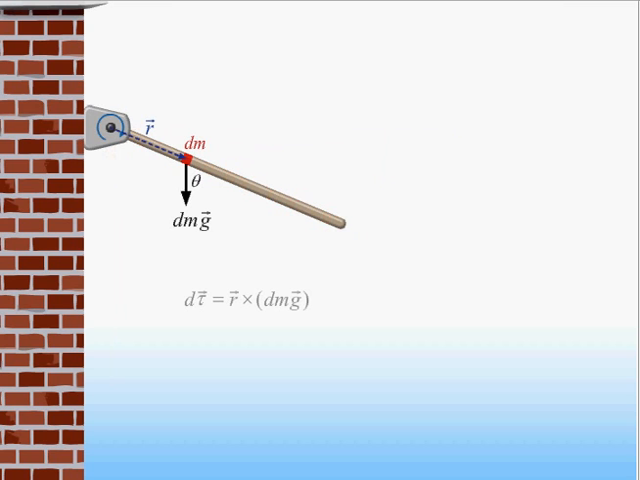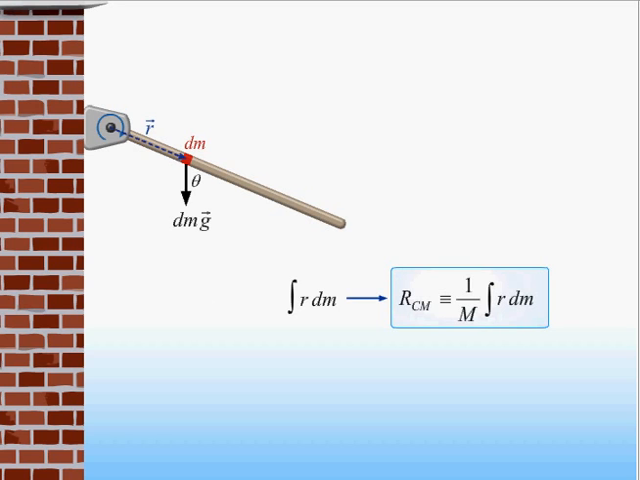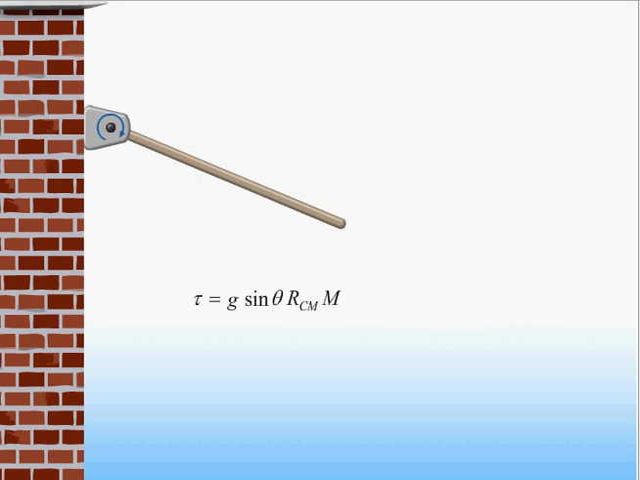Each mass element will produce a torque into the screen so that all we need to do is to set up an integral to determine the magnitude of the torque. After taking the constant terms outside the integral, we are left with the integral of r dm. Now, this integral is exactly the integral that is needed to determine the position of the center of mass. Therefore, we can replace the integral in our expression for the magnitude of the torque by the distance from the hinge to the center of mass.